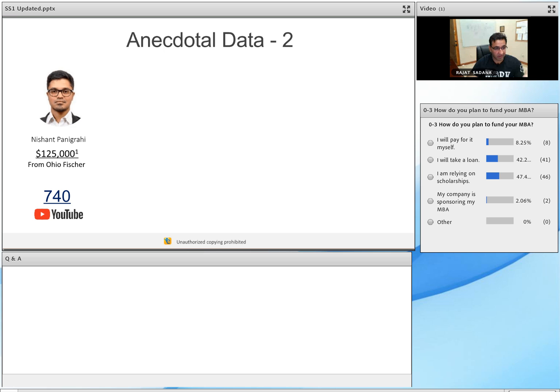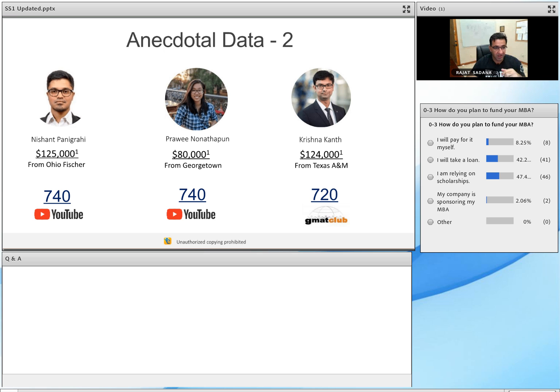Nishant, we talked about, he got a full fellowship from Ohio Fisher. Pravi, also we talked about that, and Krishnakant. I mean, these data points, we talked about them earlier as well.